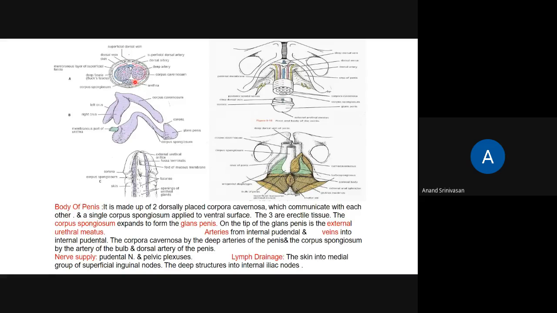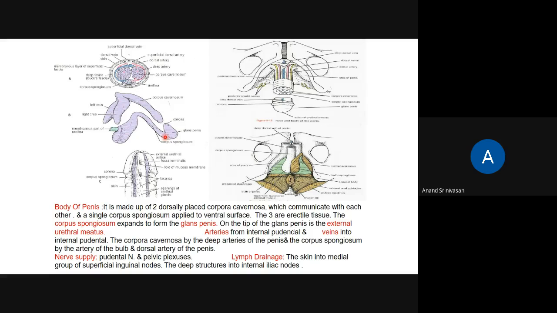Whereas the corpus spongiosum is the tube which carries the urethra. After the membranous urethra comes the penile urethra. The end of this corpus spongiosum is enlarged to form the glans penis.